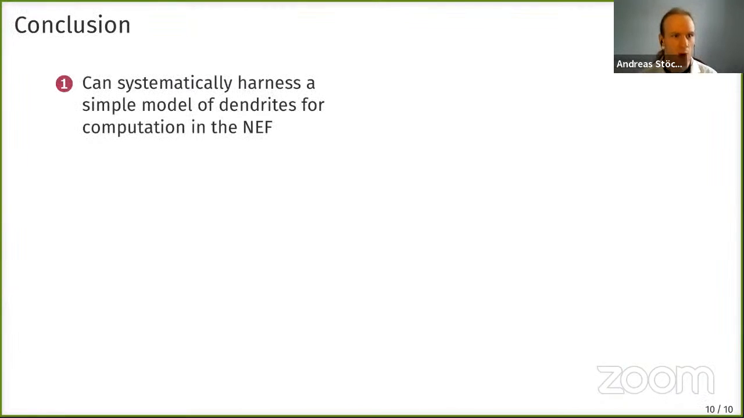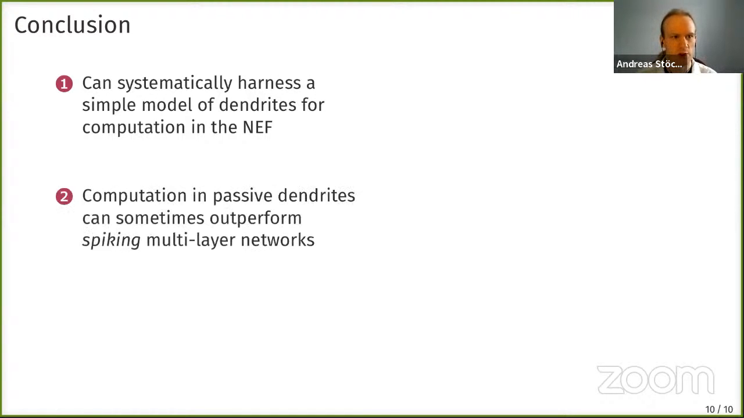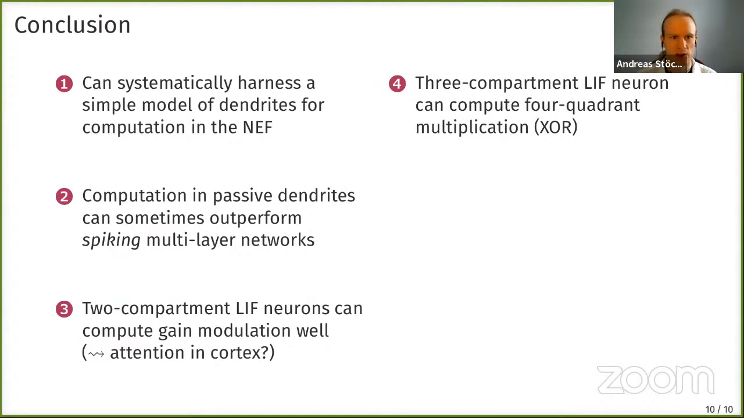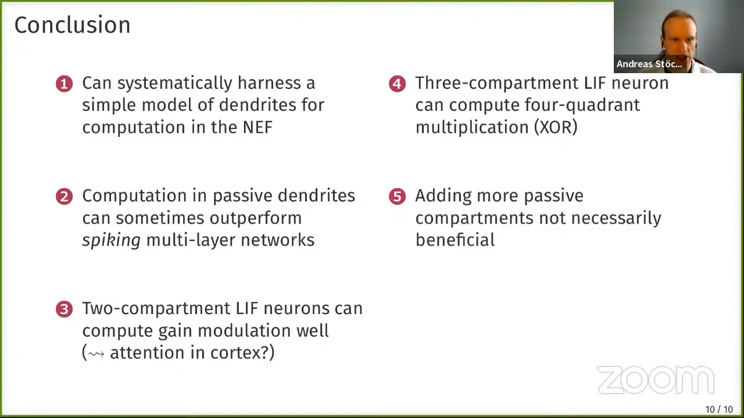So to conclude, we can systematically harness a very simple model of dendrites for computation in the neural engineering framework. Computation within these passive dendrites can sometimes outperform spiking multi-layer networks. Two compartment neurons can compute gain modulation relatively well, which might be interesting for people who are trying to model attention in cortex using these models. And three compartment LIF neurons can compute four-quadrant multiplication, or in other words, XOR.